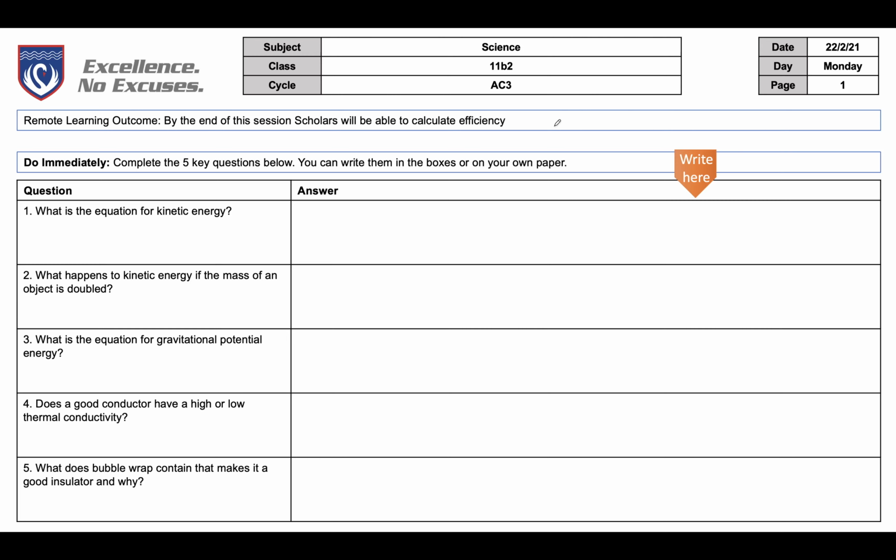First of all, let's have a look at the do now. If you haven't completed it yet, please pause the video and have a go.